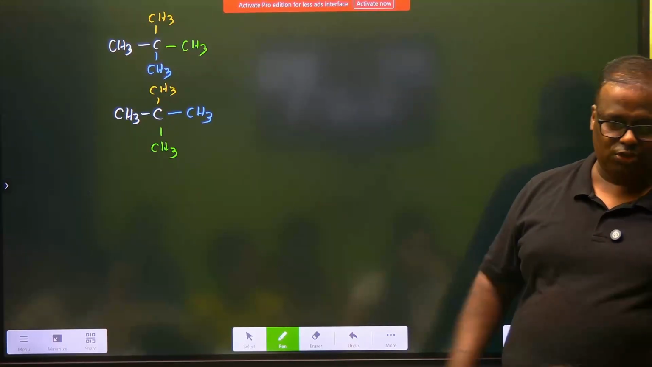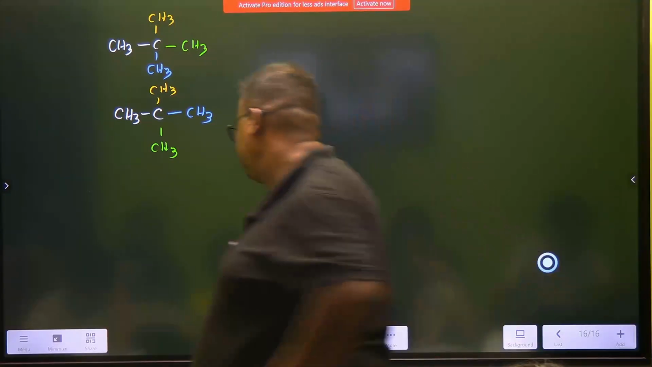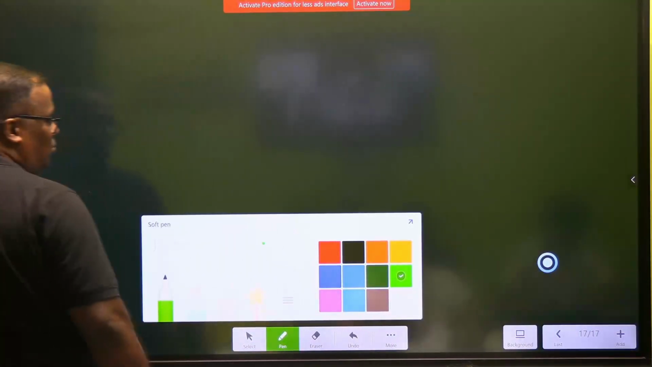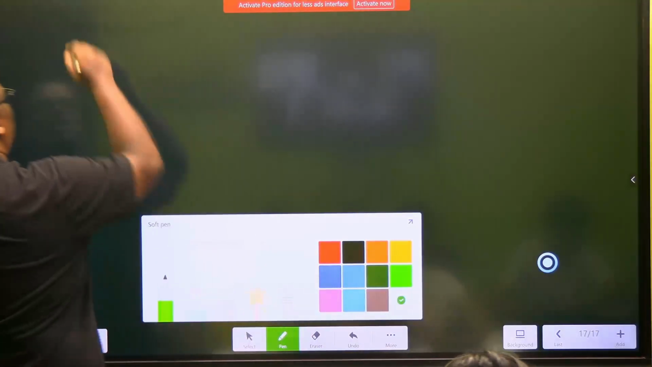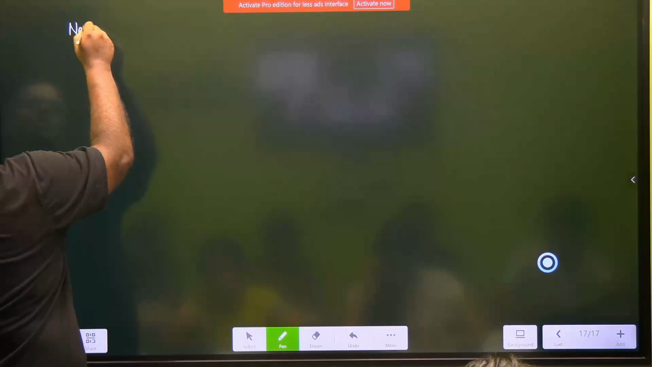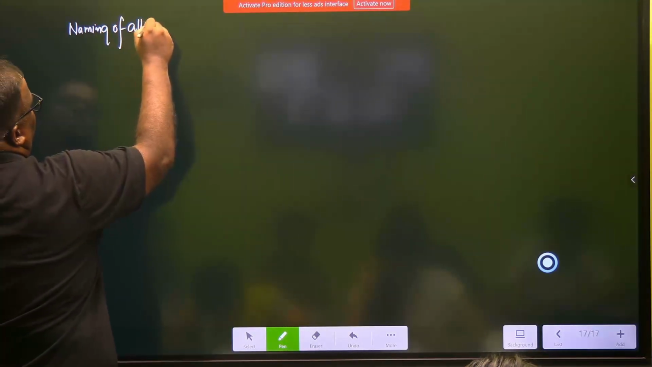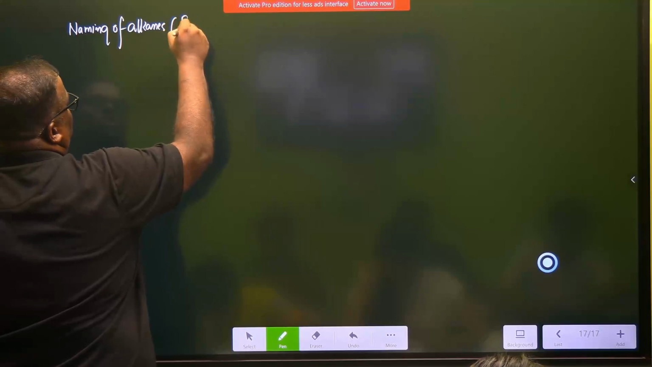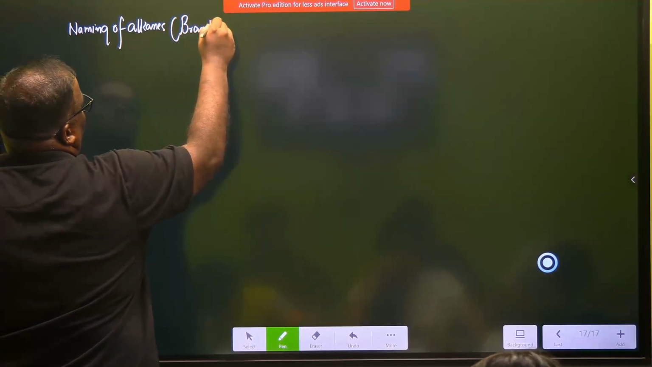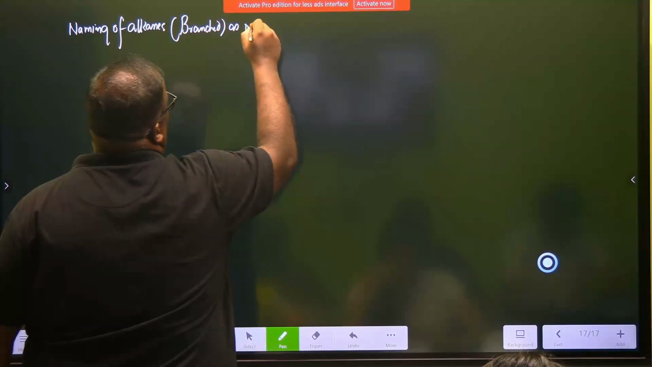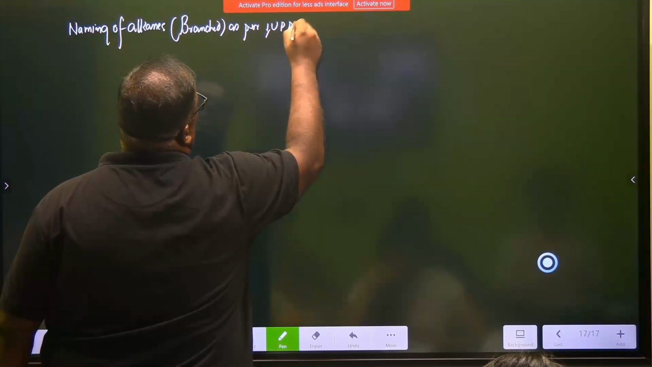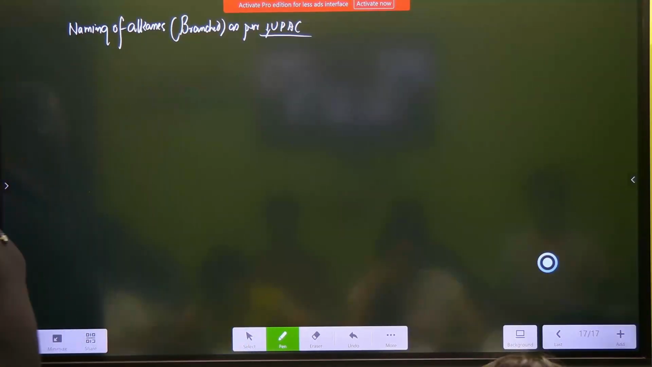Now shall we move to the next topic, how to name, okay? And this is where children find most interesting. All children say, sir, one more example, one more example. So let's understand now naming of alkanes, and here we will have branched alkanes as per IUPAC, and very simple examples we will see. It doesn't come in exam now. Earlier it used to come in grade 10. Now they have removed naming, and we will see branched.